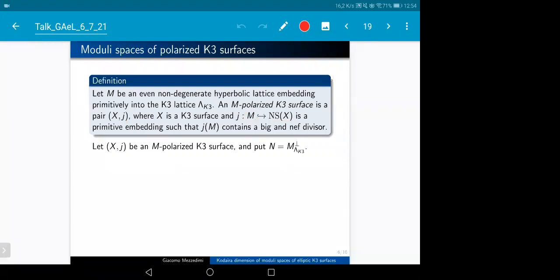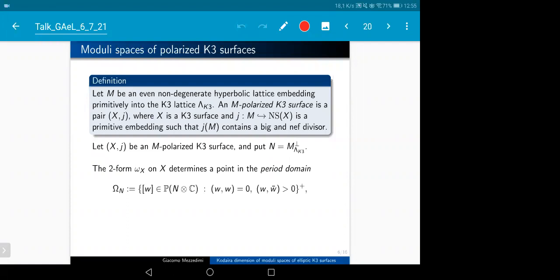We fix an M-polarized K3 surface, and we consider the orthogonal complement of the lattice M in the K3 lattice. So it's this big 22-dimensional lattice that is the lattice of the K3 surface. And of course, we can look at the holomorphic two form that trivializes the canonical bundle, and this will be a point in the following period domain.